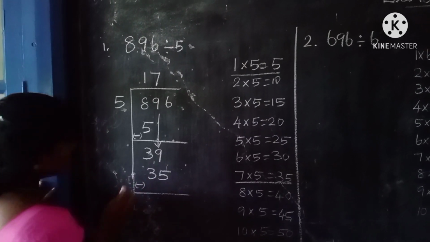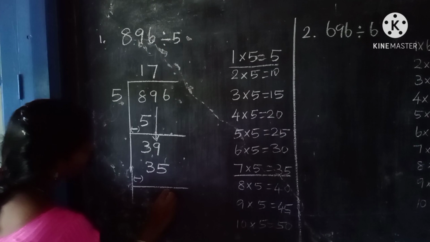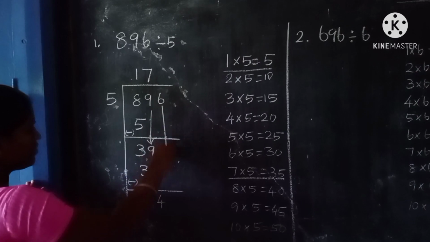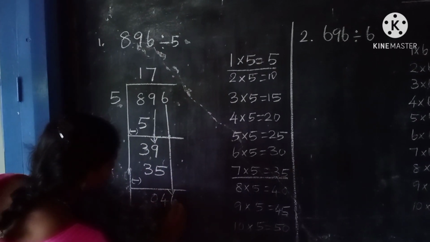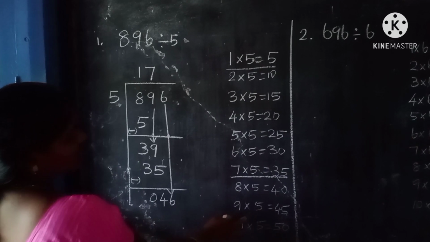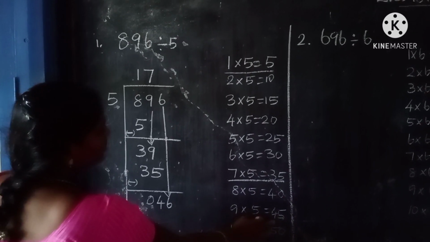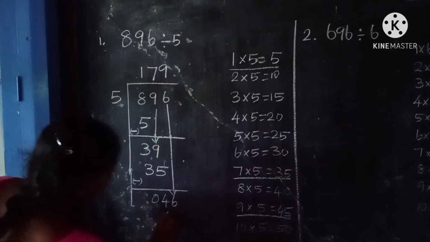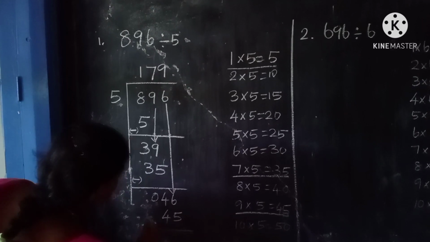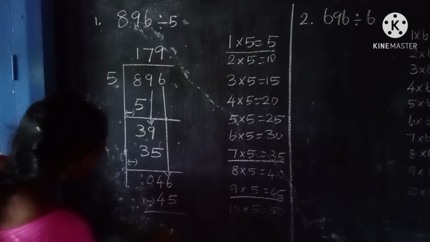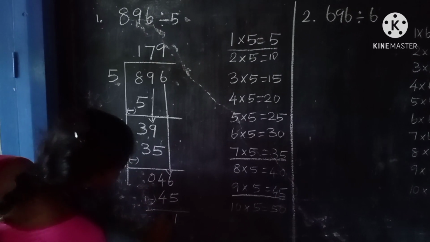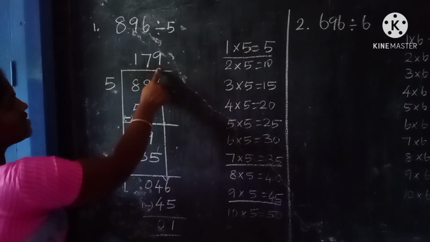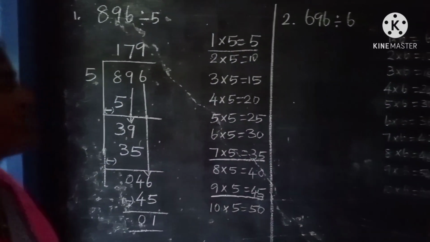Next we put the subtraction symbol. 9 minus 5, 4. 3 minus 3, 0. Next we write down 6. How many 5s are 46? 46 does not come in the table, so take the number before, 45. 9 5s are 45. Next we put the subtraction symbol. 6 minus 5, 1. 4 minus 4, 0. So here 1 is the remainder. 179 is the quotient.